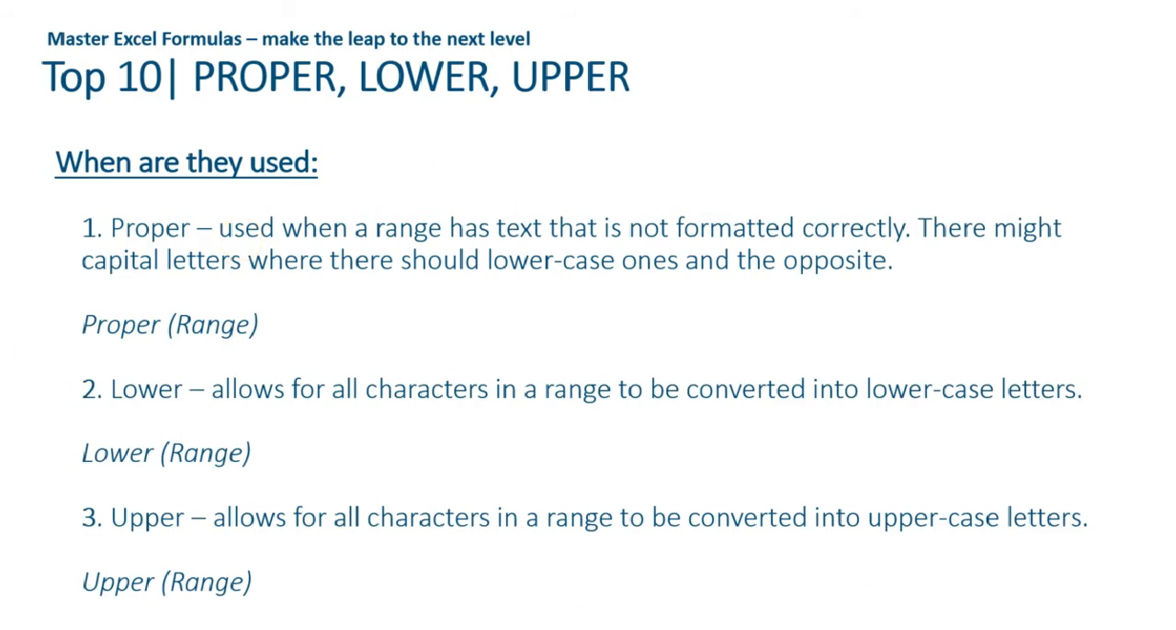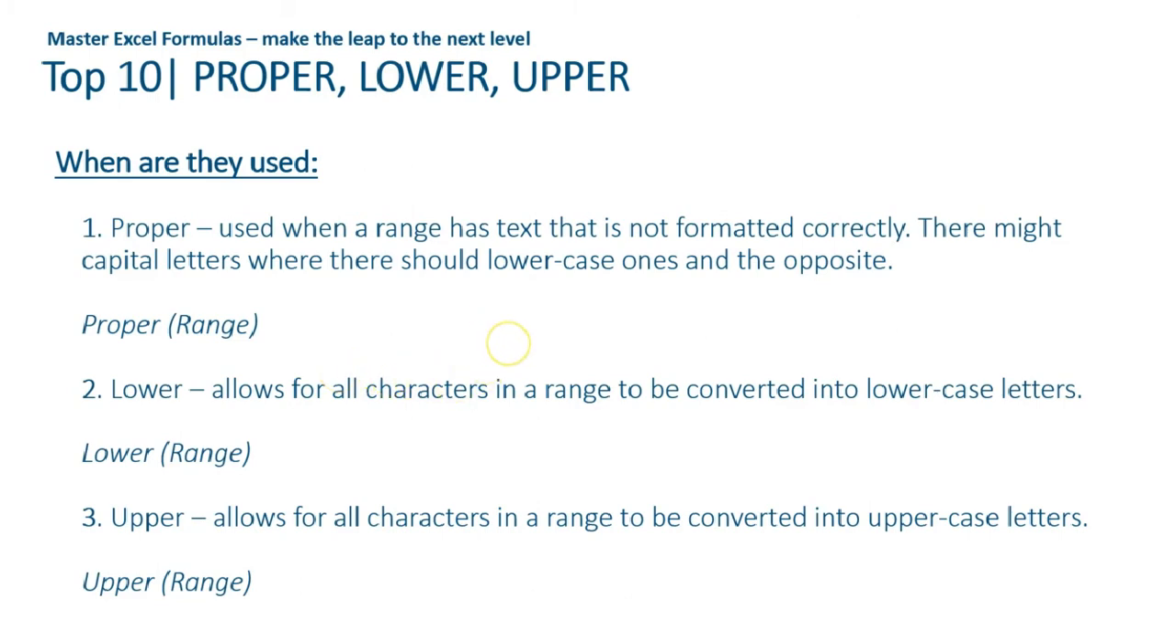The structure, again, is very easy. We just need to select the range. Lower is basically what it does: once we select the range or the cell, it will convert all letters, all characters, into small case, lowercase letters. Whereas upper does the opposite.